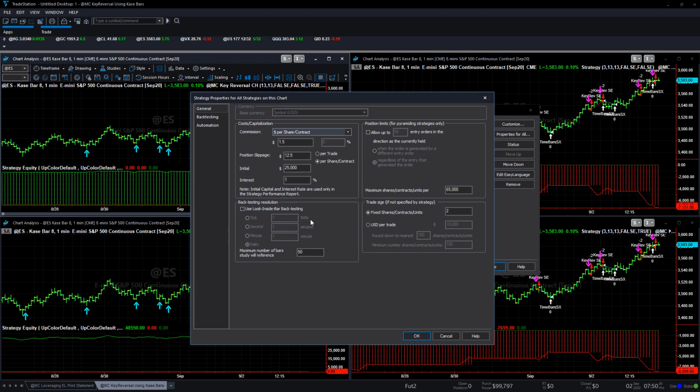Intra-bar order generation, or look inside a bar backtesting, doesn't come into play using Kase bars. You can't turn on intra-bar order generation with price-based charts like Kase bars. So I wouldn't do that anyway because I want the bar to form and close and verify my pattern before I make the trade. So backtesting doesn't matter here.